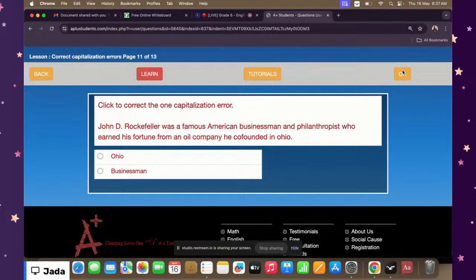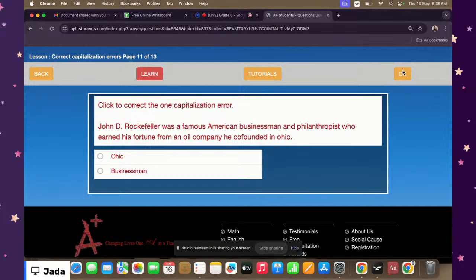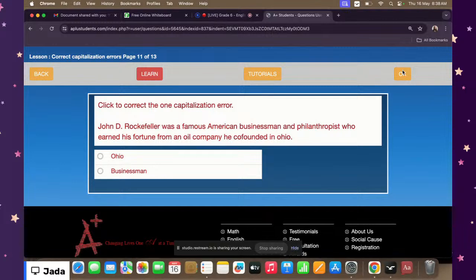John D. Rockefeller was a famous American businessman and a philanthropist who earned his fortune from an oil company he co-founded in Ohio. What's the problem here? That's a capitalization error also. What should be corrected? Ohio, okay, because Ohio is a state in the US. So it needs to be corrected to Ohio here.